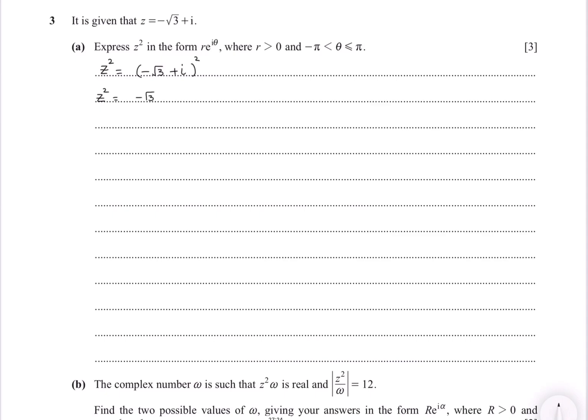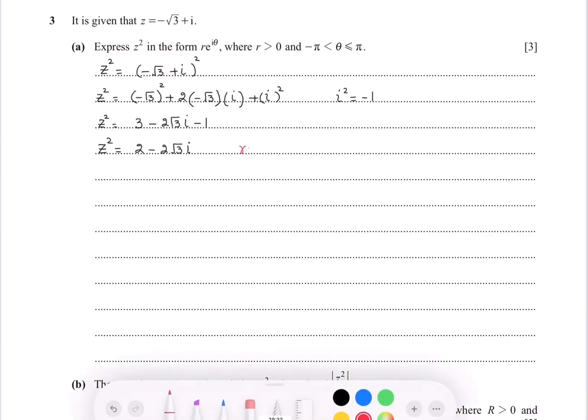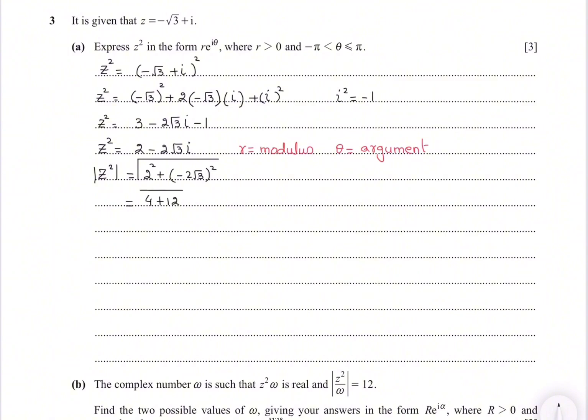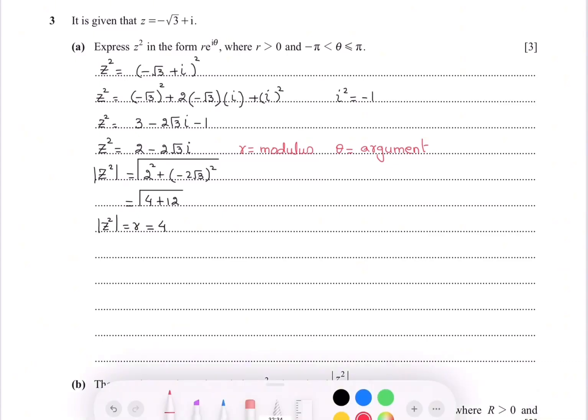So now open it with the help of the identity. So remember, i square equals negative 1. So now simplify it. So your modulus is r, your argument is theta. So z square modulus would be 2 square plus minus 2 root 3 whole square, whole under root. Now simplify it. So your z square modulus would be 4.